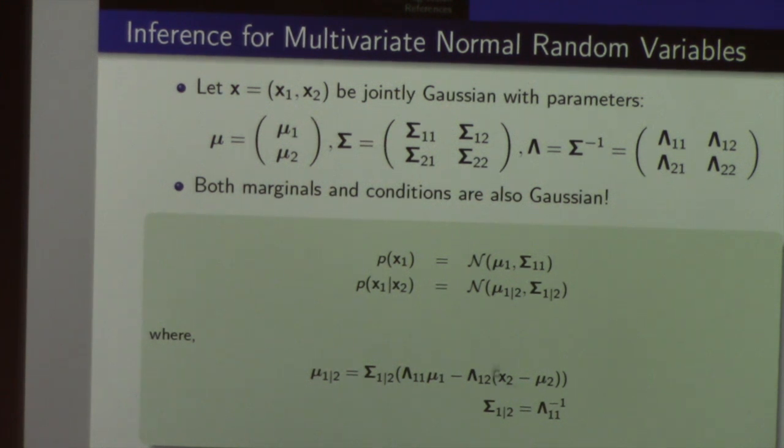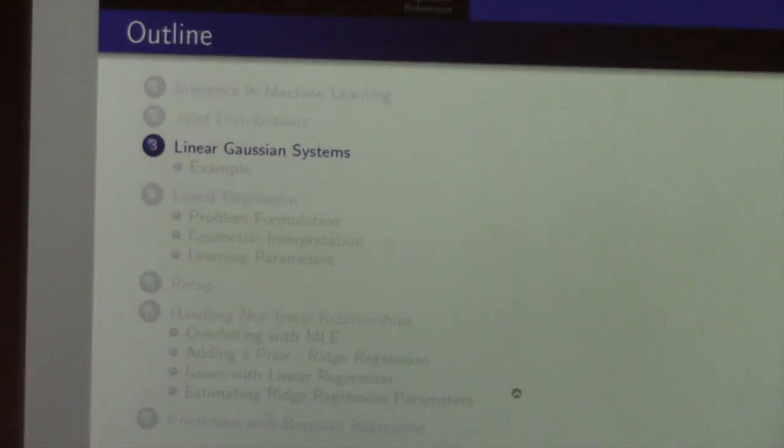In fact, I think we'll make use of this later. Any questions so far? Okay. So now we will look at something called a linear Gaussian system, and you will understand why we are looking at it, and then we'll move on into linear regression, right?